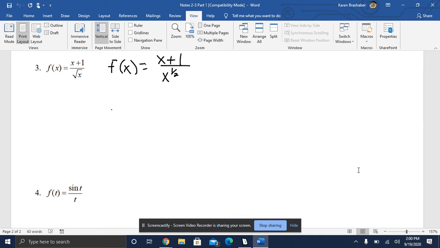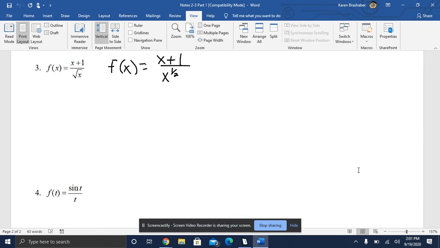I could have kept going with my rewrite, and I could put x over x to the 1/2, and then plus 1 over x to the 1/2. And I could keep going on that until I had separate terms that would allow me to do the power rule. But to illustrate the quotient rule, I'm going to use the version that we have right here.